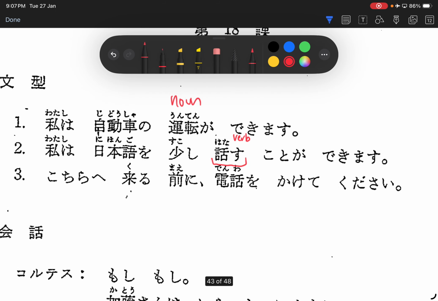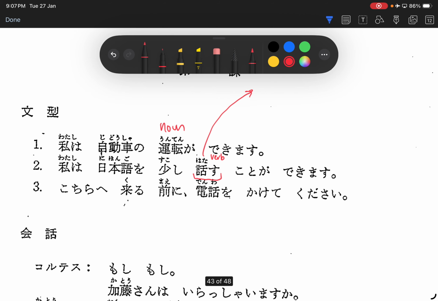Okay, this form, we call it conjugation. This form of conjugation is called the dictionary form. Some places call it the plain form, or some places even call it the casual form. Right? Casual, dictionary, plain form.